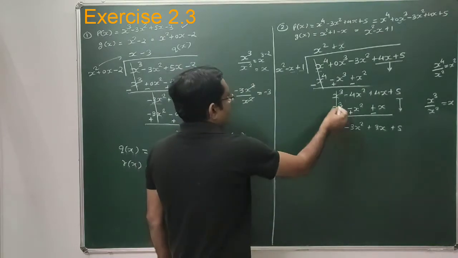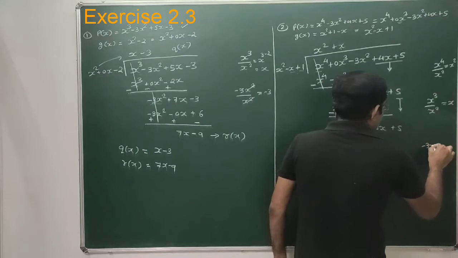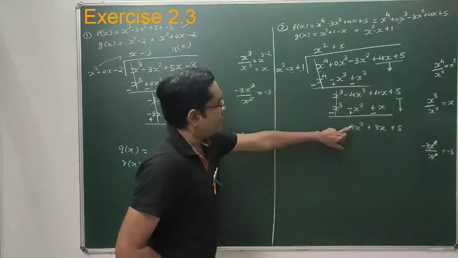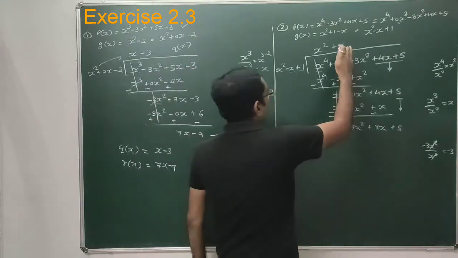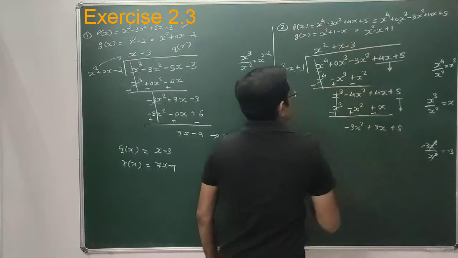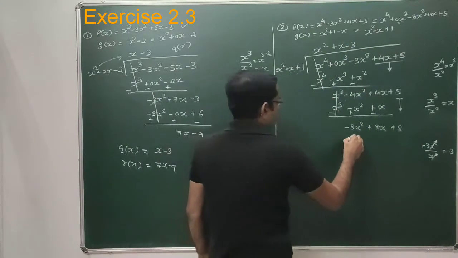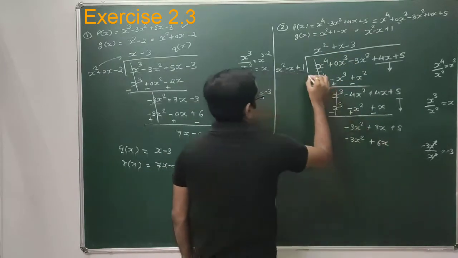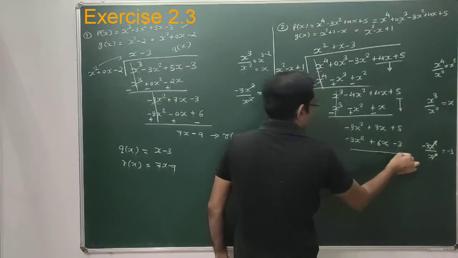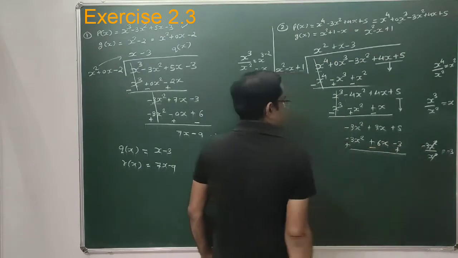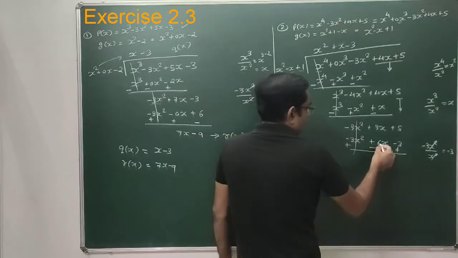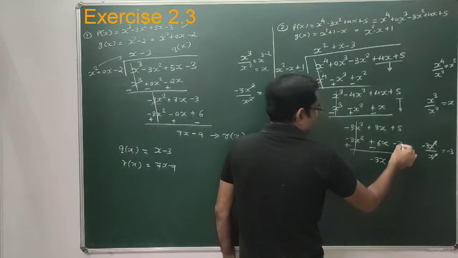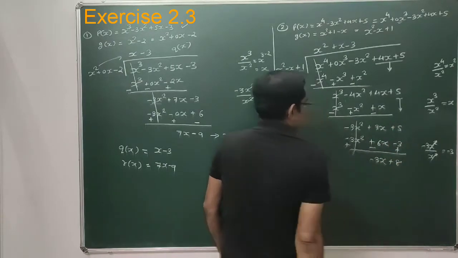Now again, the leading term is minus 3x square. So minus 3x square divided by x square is equal to minus 3. So put it over here, minus 3. Multiplied, it's minus 3x square, minus minus, plus 3x, and 1 into 3 is minus 3. Plus sign, minus sign, plus sign. This will be cut, minus 3x plus 3x, which is minus 3x, and 5 plus 3, which is plus 8.